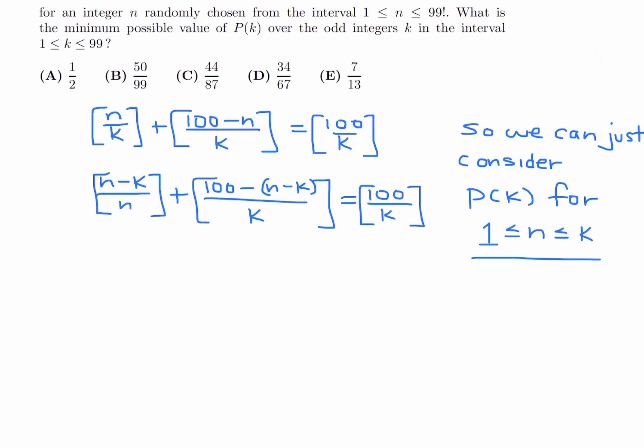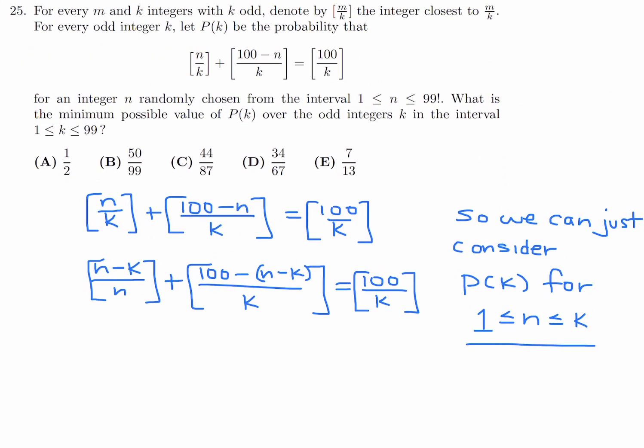Now, another thing I wanted to point out in this question is to look at the answer choices, right? P at k is what we are interested in, the minimum possible value of p at k. The probability of anything is always a fraction, where you have a numerator and a denominator. The denominator is the total number of cases. If n is between 1 and k, the range is from 1 to k, so the total number of cases is k. So the denominator is going to be k.